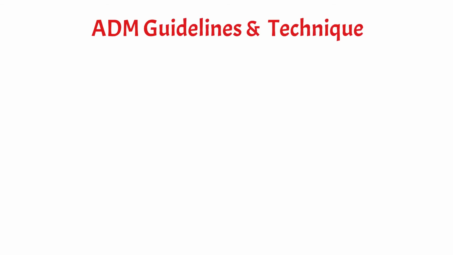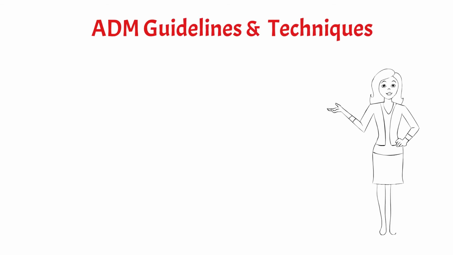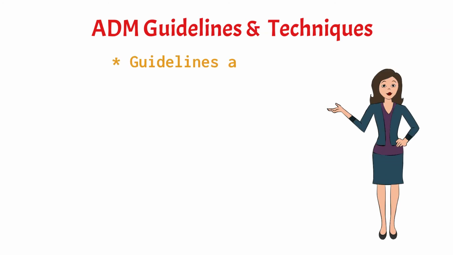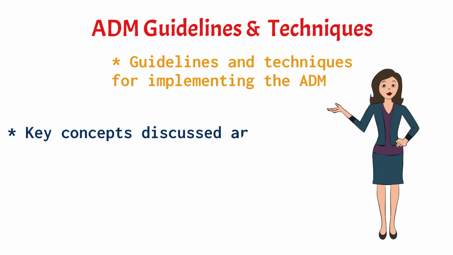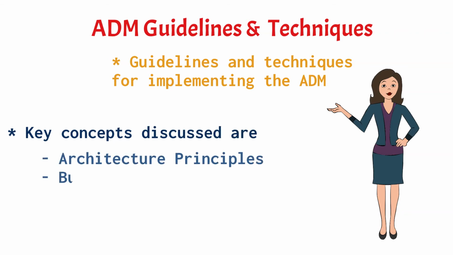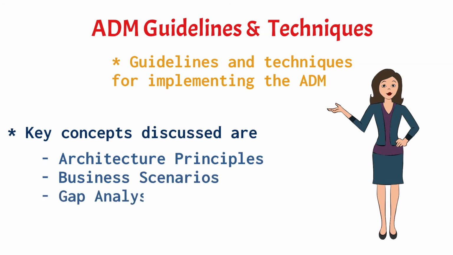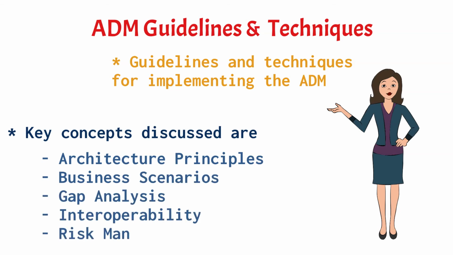Part 3 of TOGAF is the ADM guidelines and techniques, which essentially provides guidelines and techniques for implementing the architecture development method. The key concepts discussed here are the architecture principles, business scenarios, gap analysis, interoperability, and risk management.